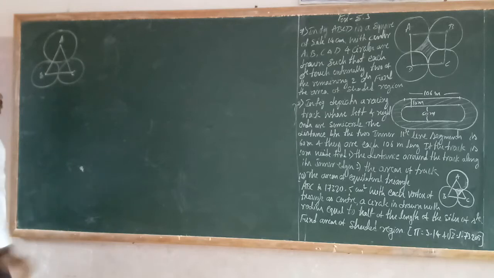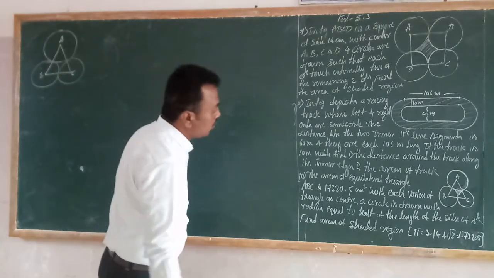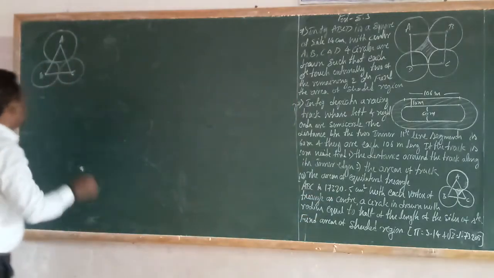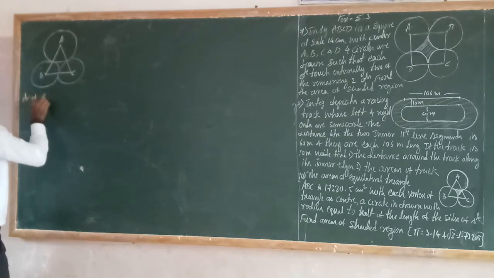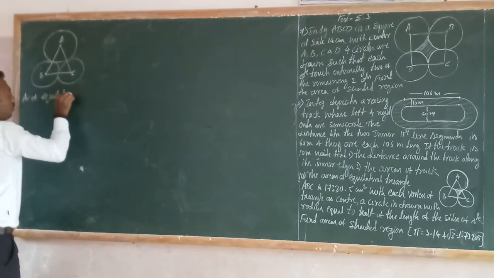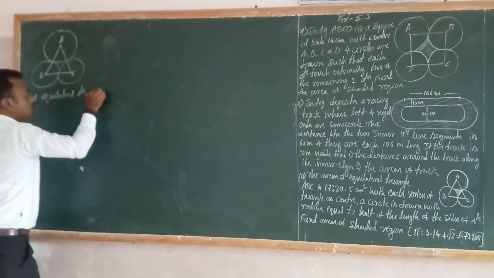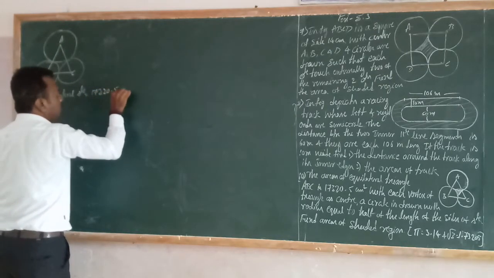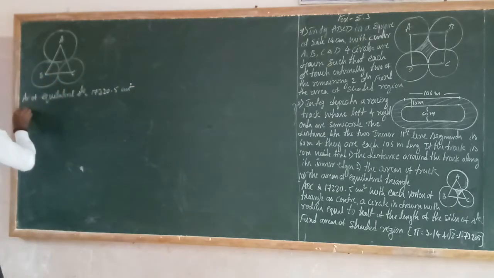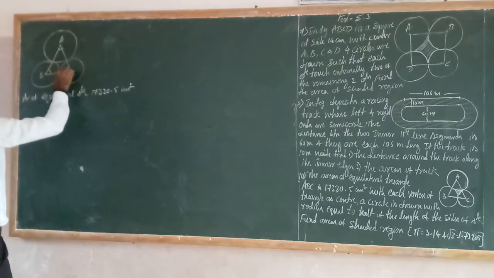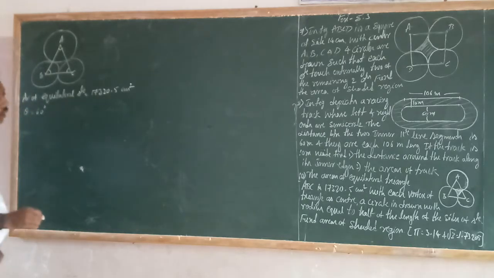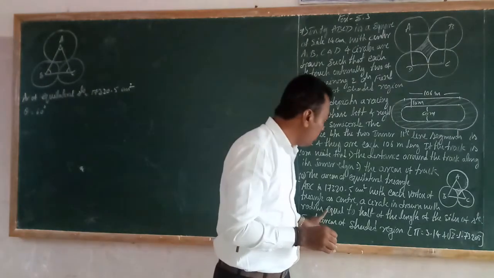In the triangle, ABC is the equilateral triangle and its area is given. The area of the equilateral triangle is given as 17,320.5 cm square. Then the radius: how do we get the radius? In an equilateral triangle all sides are equal, and all angles are equal, so each angle measures 60 degrees, so theta becomes 60 degrees. And with each vertex of the triangle as a center, a circle is drawn with a radius equal to.